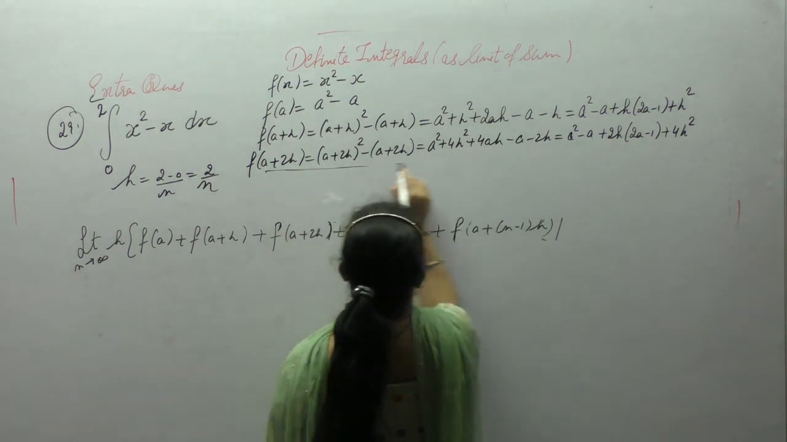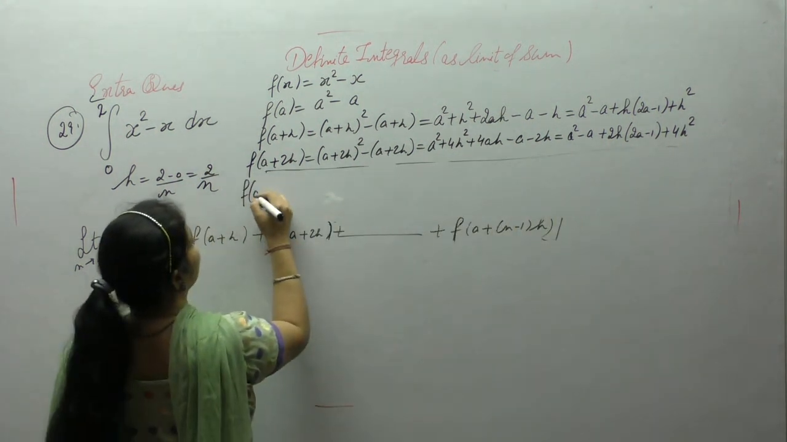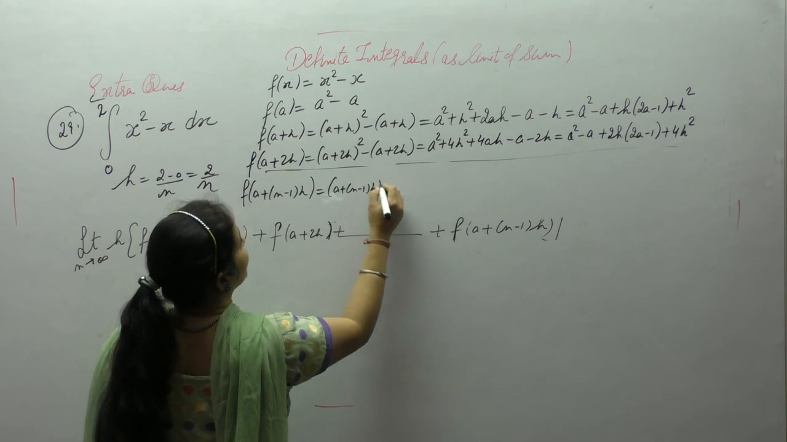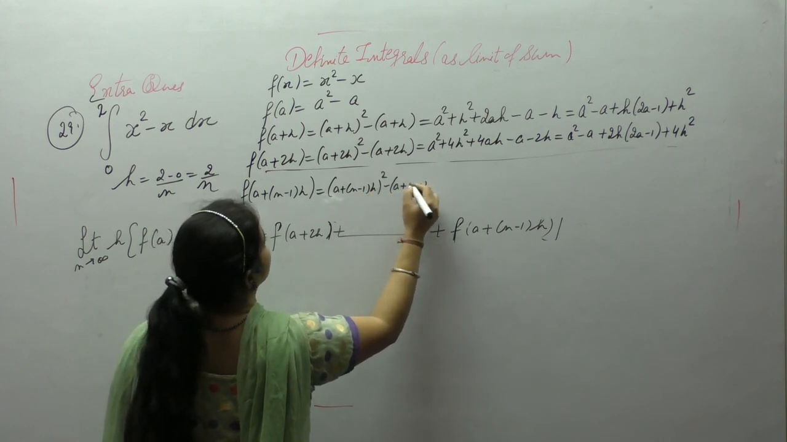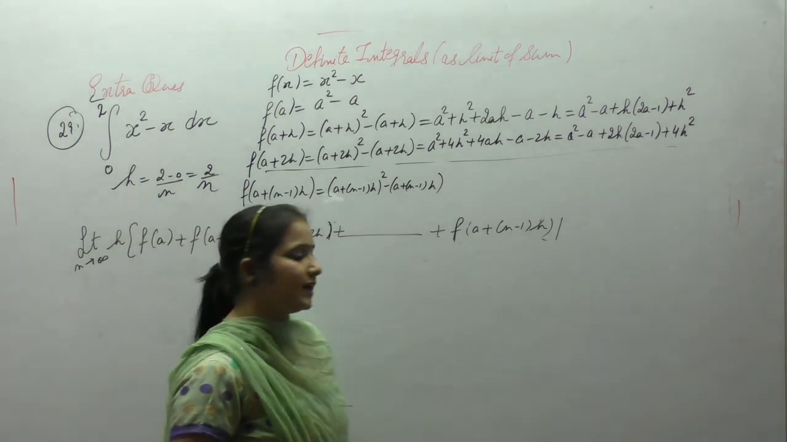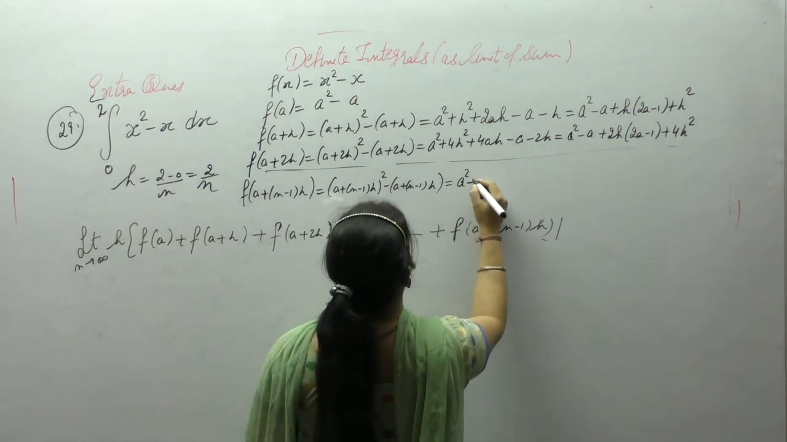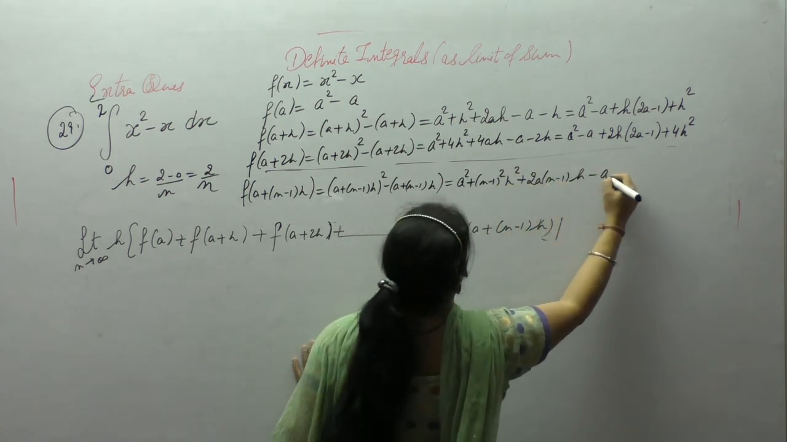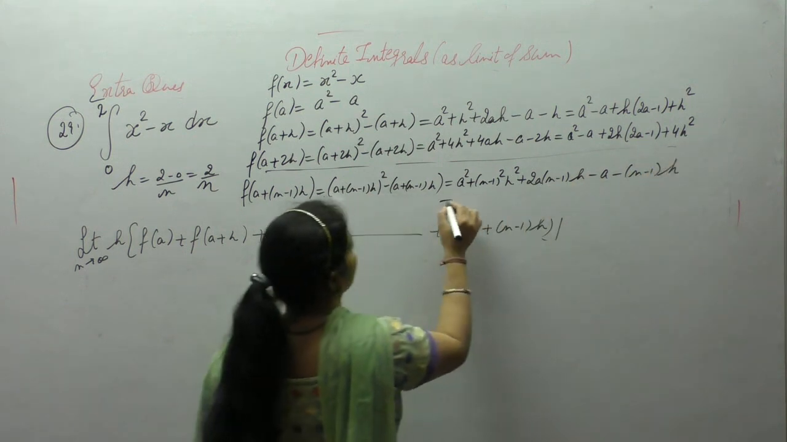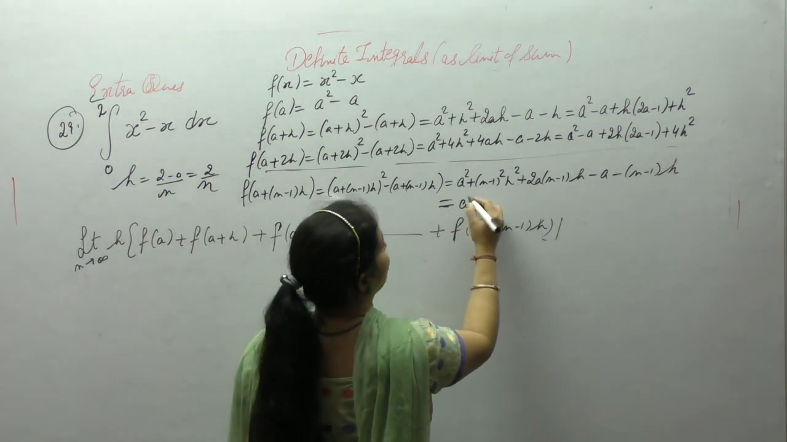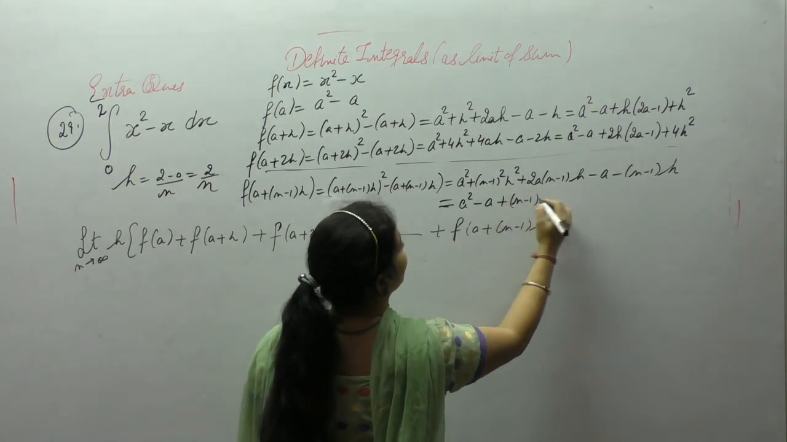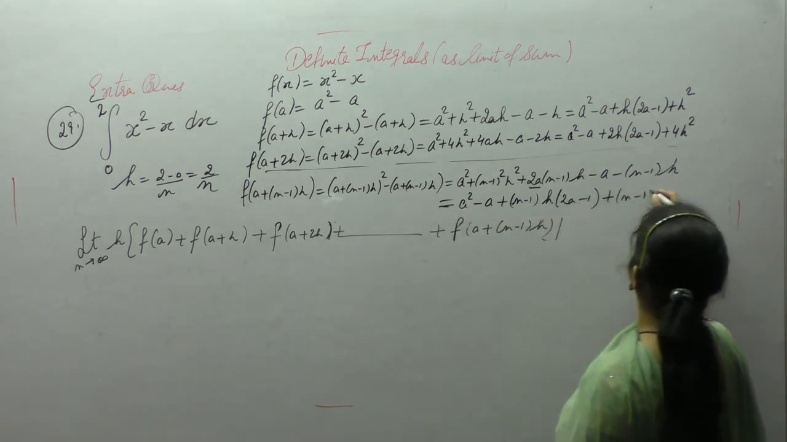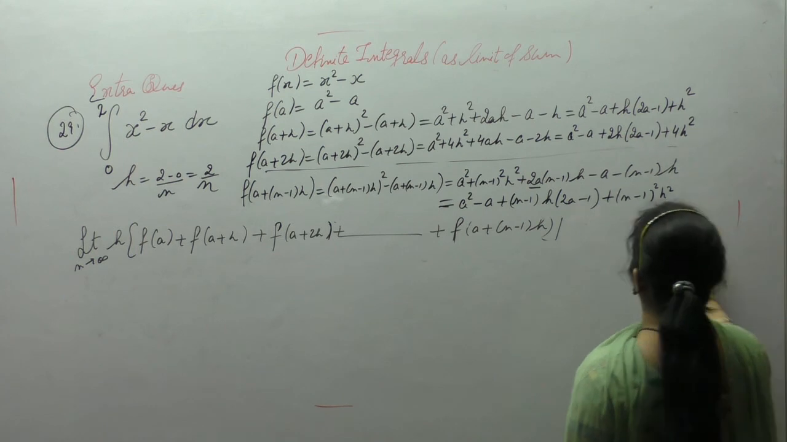Now so on up to f of a plus (n minus 1) into h, which is (a plus (n minus 1)h) whole square minus (a plus (n minus 1) into h). Open the bracket first. a square plus b square plus 2ab, minus a minus (n minus 1) into h. a square minus a, (n minus 1)h common, (2a minus 1) plus (n minus 1) square h square.